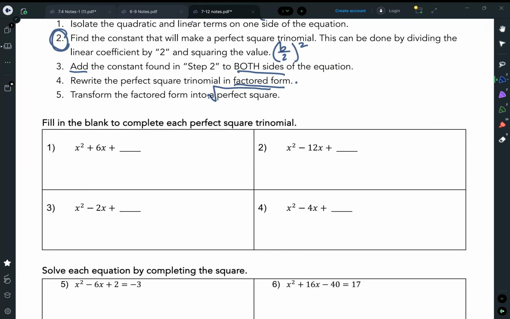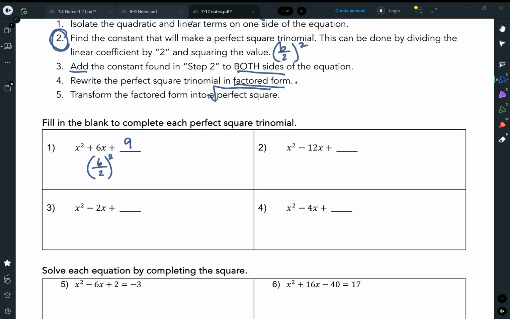If we have x squared plus 6x plus something, we want to figure out what would fill in the blank to make that a perfect square trinomial. They're telling us to take the linear coefficient, that's the 6 part of the 6x, divide it by 2 and square it. So 6 divided by 2 is 3, and 3 squared is 9.